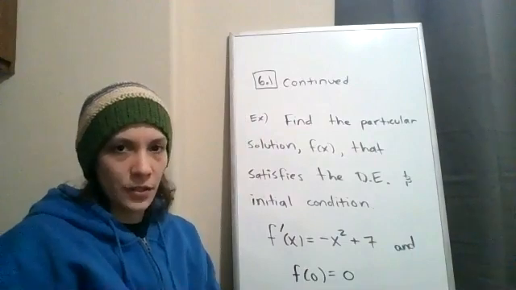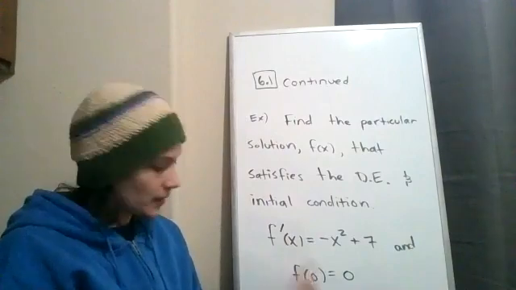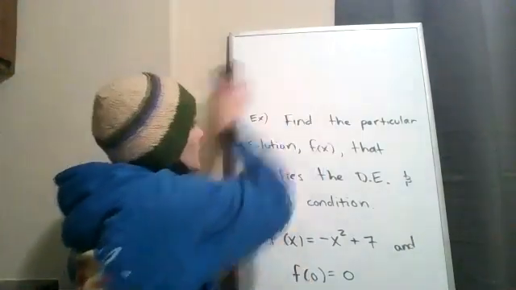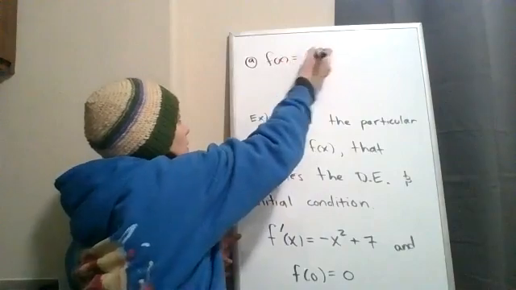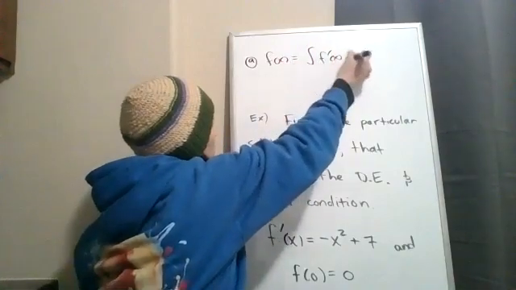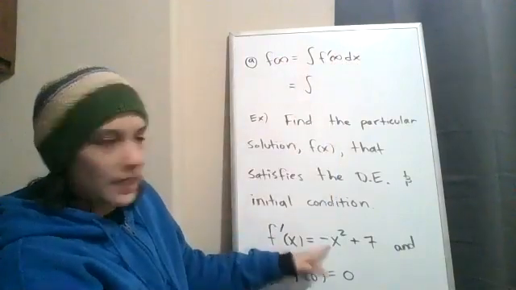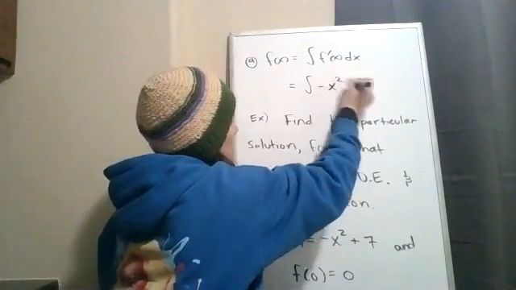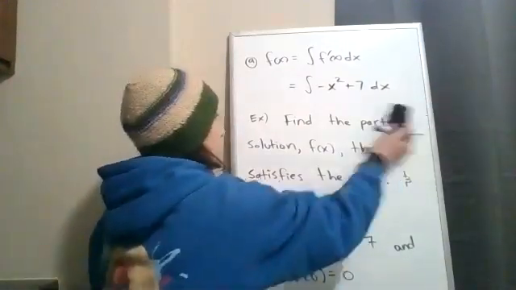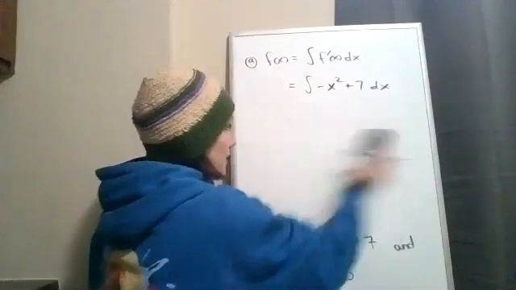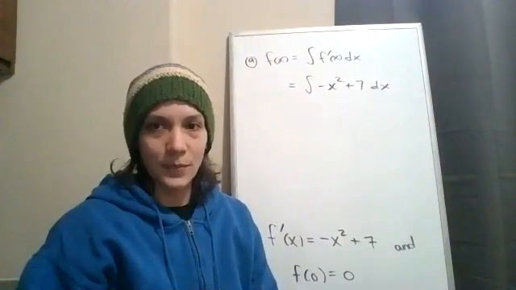And I wrote out steps to do this. The first step is to integrate the DE and get a general solution. Okay, the integral of negative x squared plus 7 with respect to x. Someone want to tell me the answer? Type the answer.